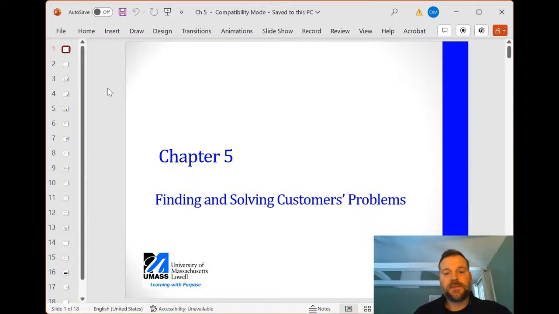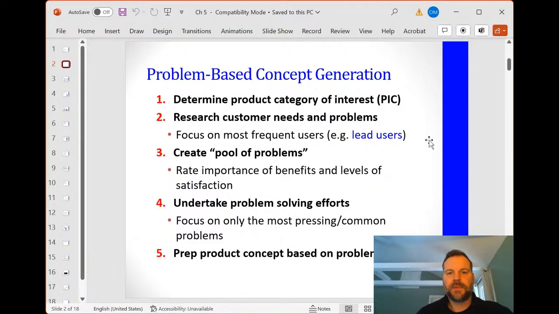Okay, so Chapter 5 is actually pretty straightforward. So, if we have to move a lecture online, this is not a bad one to do that. Chapter 5 focuses on finding and solving customers' problems, so looking for problems that could hopefully be solved through innovation.